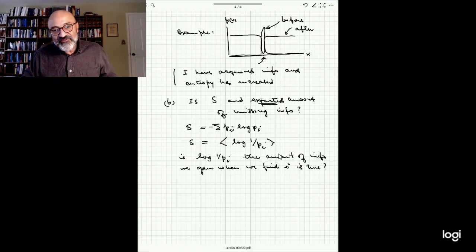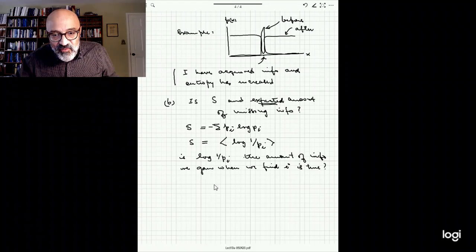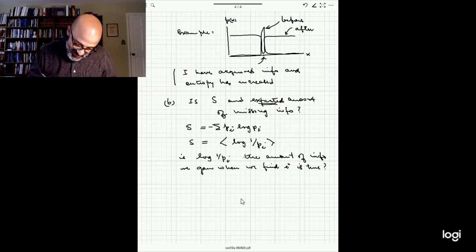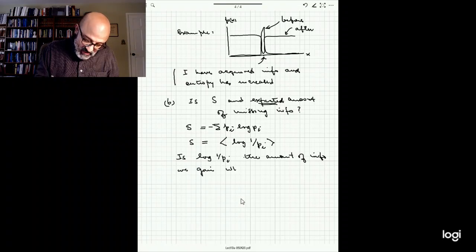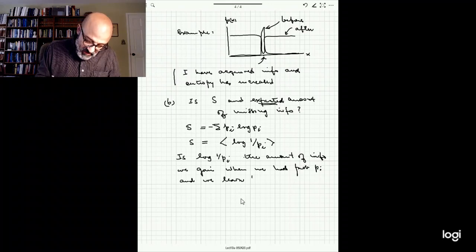Okay, unfortunately, it doesn't quite work very well. Let me rewrite this other sentence here. Let me polish this. Is log p_i the amount of info we gain when we have probability p_i and we learn that I is true?